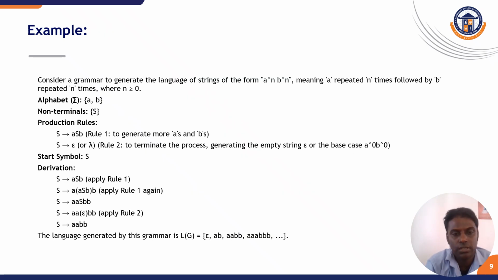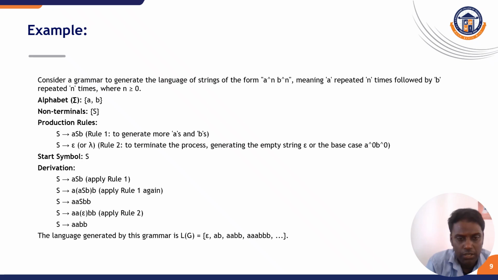So consider this example: the grammar to generate a language of strings a^n b^n, meaning a repeated n times followed by b repeated n times. The alphabet given is a, b and the start symbol is S. The production rules are S tends to aSb, rule 1, generating equal numbers of a's and b's, and S tends to epsilon or lambda, rule 2, to generate the empty string epsilon, the base case.